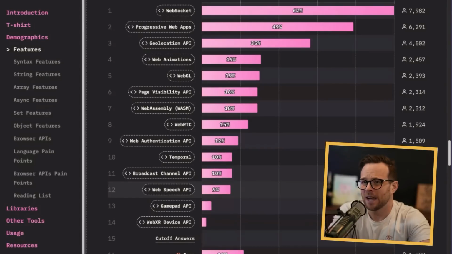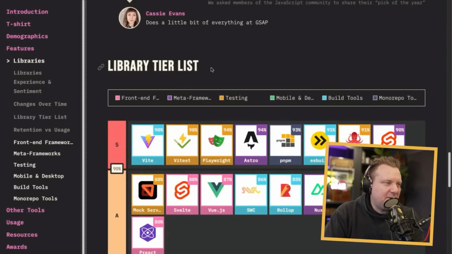The Gamepad API, which allows you to connect video game controllers, have not used, but hey, that seems like something fun to play around with at least. The WebXR Device API also did not use, but I should. I'm a big VR person, so I could see myself using the WebXR API to do something fun. It's one of those things that's always on my list, like, yeah, I should give this a try. I haven't done it. All right, let's move into the library tiers list.